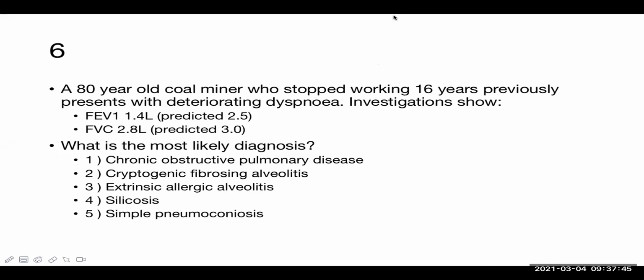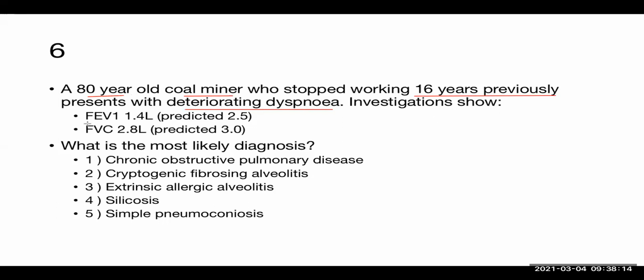Now, an 80-year-old coal miner, a very old guy, and the profession is coal mining. He stopped working 16 years previously. He presents with deteriorating dyspnea. So dyspnea, or difficulty in breathing, is the chief complaint of this old guy, and it is deteriorating day by day, meaning it is getting worse and worse.